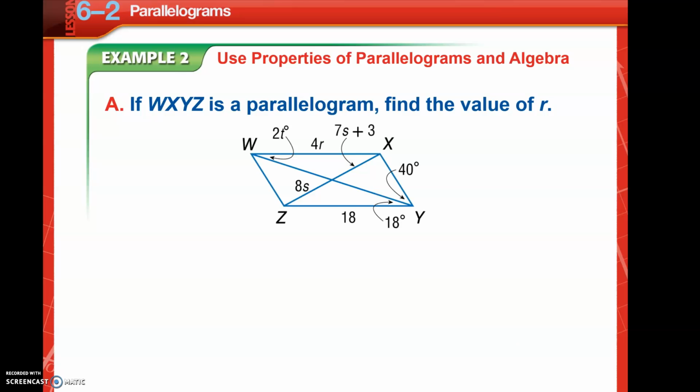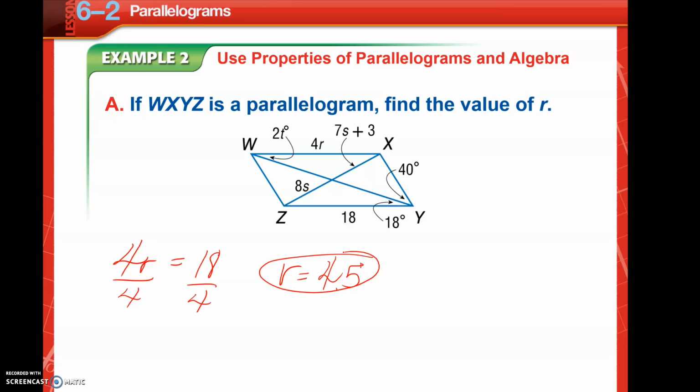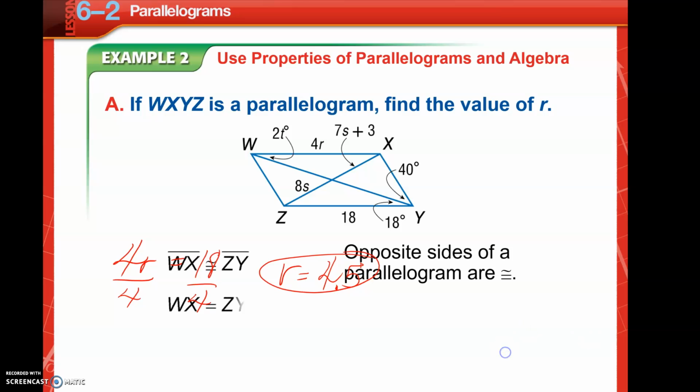So we have a lot of stuff here, a lot of arrows. We want to find the value of r. So we're looking for r. 4r is opposite of 18, so we just have to set up our equation. 4r equals 18, divided by 4, r equals 4.5. So using all of those properties, we can set up equations and then solve for our variables.